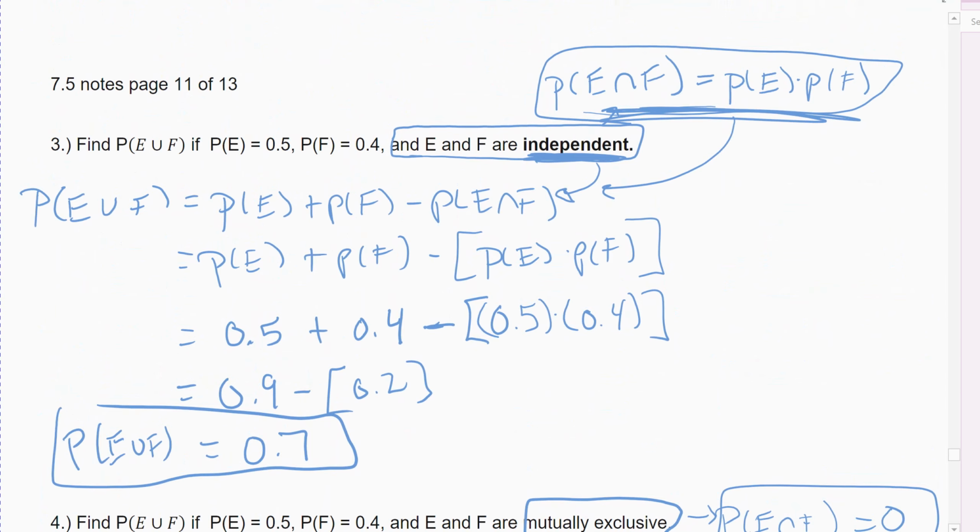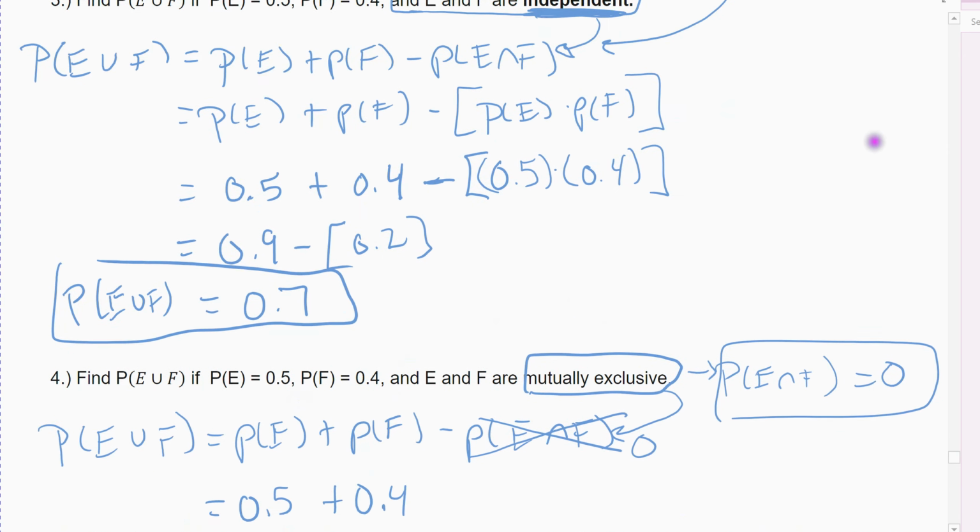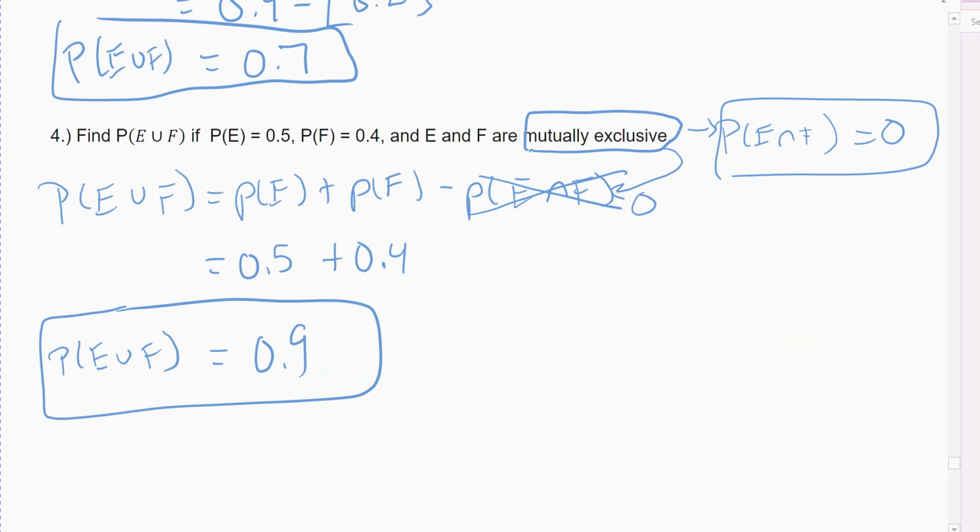If they're independent, that means there is overlap, and I can find it. I have an overlap of 0.2, and so that time, when they were independent events, the probability was different. That's a 20% difference, right? One's 70% and one's 90%, and so that makes a very big difference. So it really mattered, the difference between mutually exclusive and independent, right?